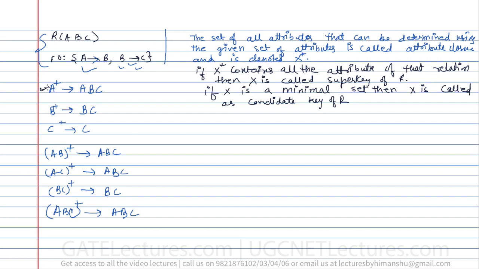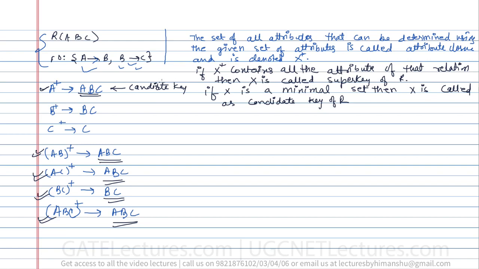Okay. Now here you can see this is the closure which can identify everything. Here we can identify everything. Here we can identify everything. But the problem is, this is representing a candidate key.